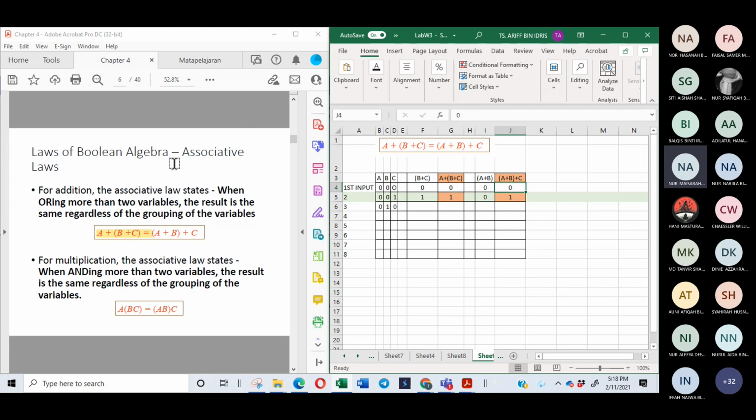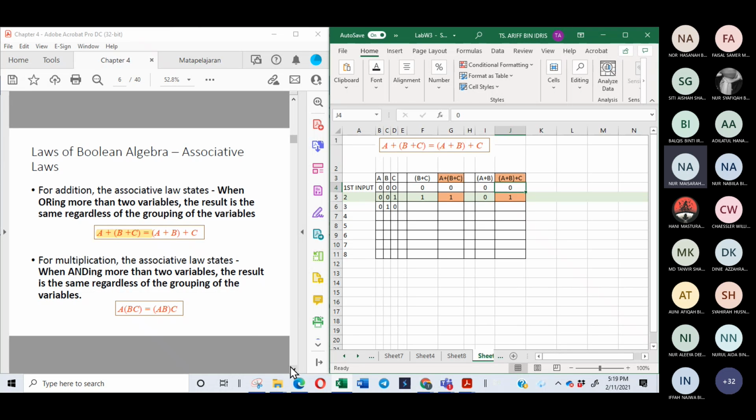So if, let's say, the question in the exam asks you to prove the associative law, you can use the truth table. I hope everybody is clear about this concept and how to prove using the truth table. Any questions so far? Everybody clear? Or anybody have any question?